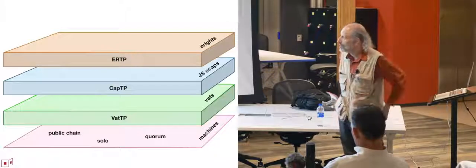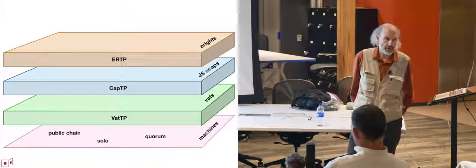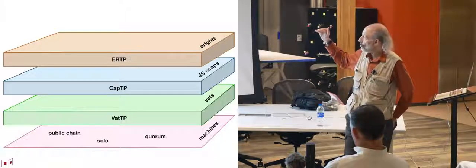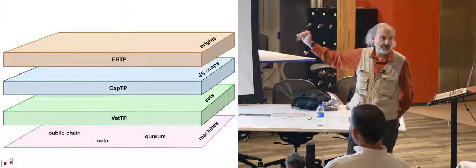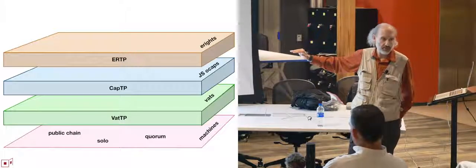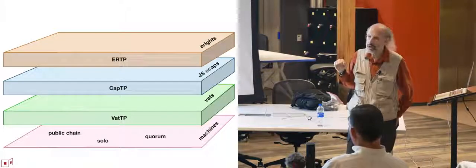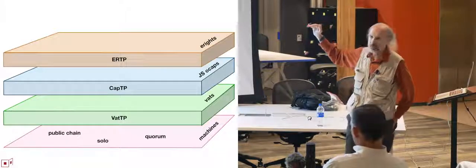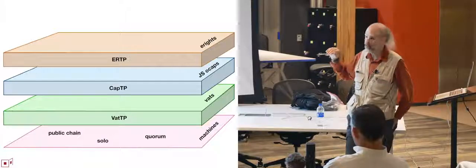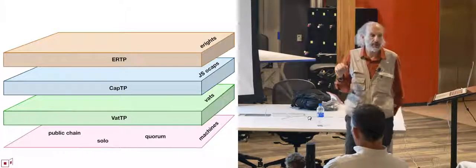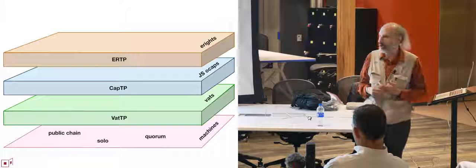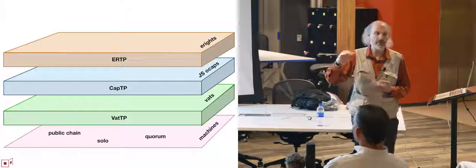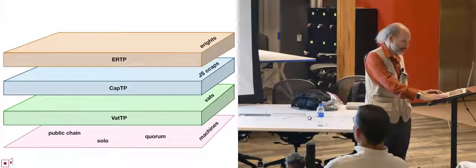Our system comes in 3 protocol layers. VATTP is the protocol that builds the VAT level of abstraction out of the machine level of abstraction. CAPTP, for Capability Transport Protocol, builds the OCAP level of abstraction out of the VAT level of abstraction. And then ERTP, the Electronic Rights Transfer Protocol, builds the rights and contracting level of abstraction out of the object level of abstraction.